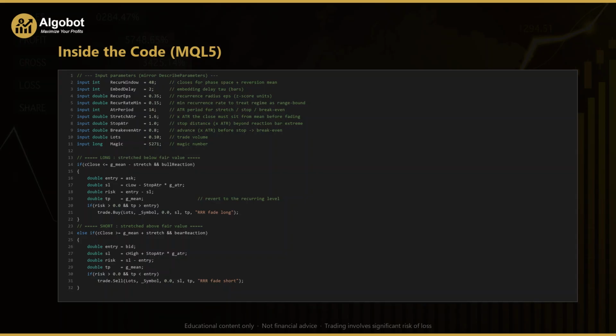Then ATR period and the volatility multiples. StretchAtr for how far price must sit from the mean, stop ATR for the stop distance, and break-even ATR for the break-even lock. Lots and magic finish the list. Now the long block.